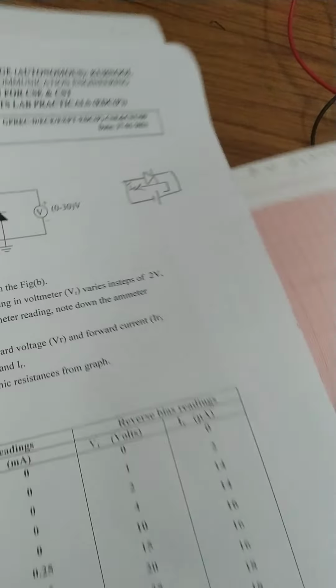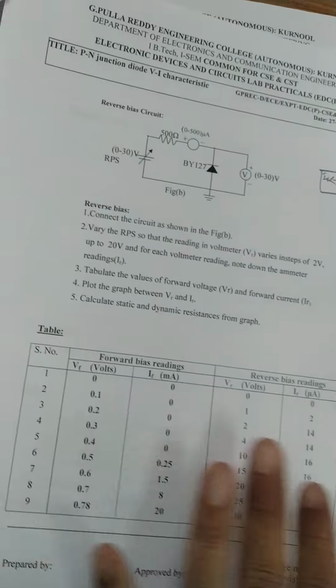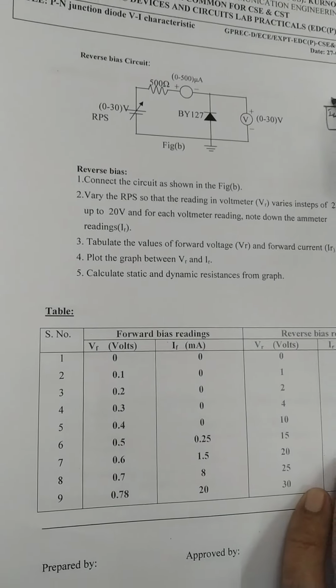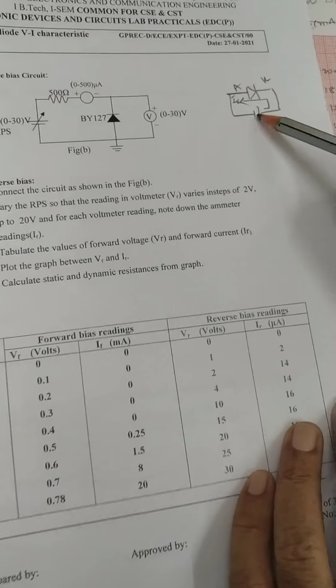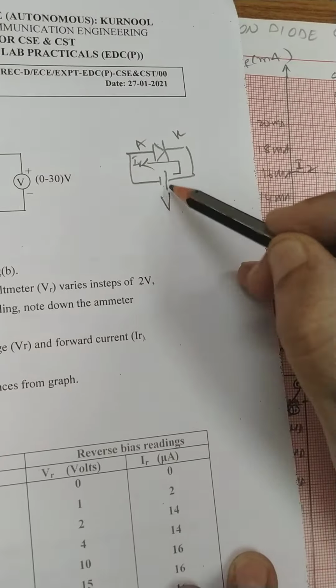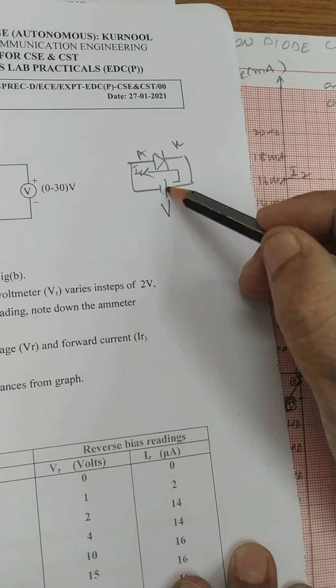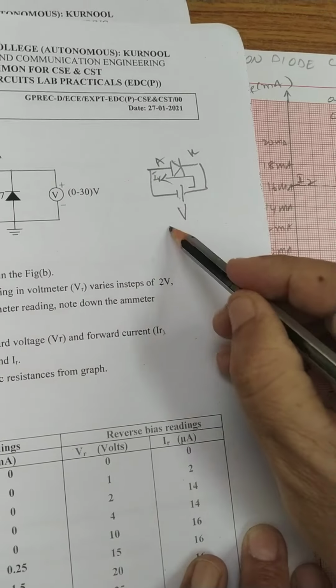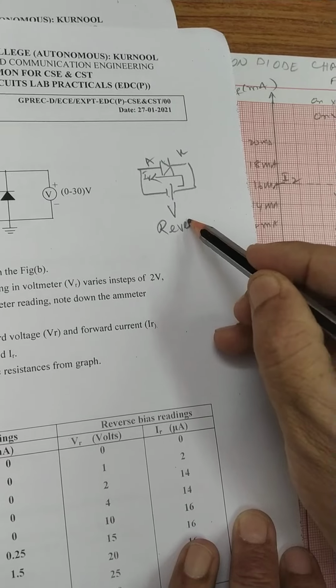Now, this is the reverse bias circuit. What is reverse bias? The anode is connected to the negative terminal of the external battery, and the cathode is connected to the positive terminal of the battery. So these are the reverse bias characteristics.